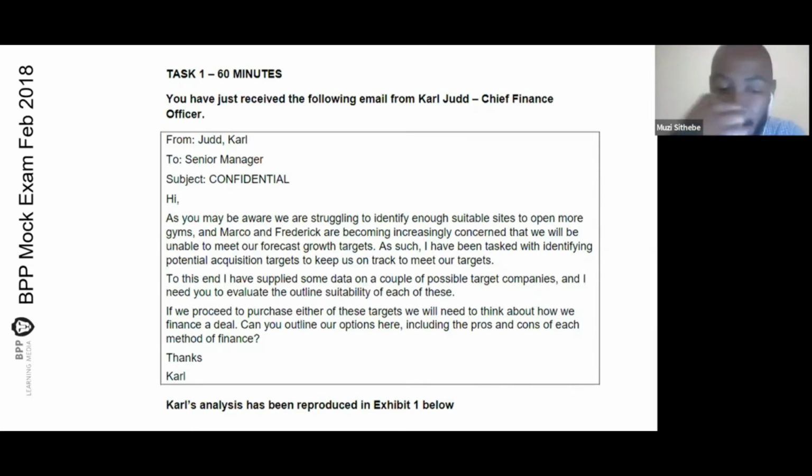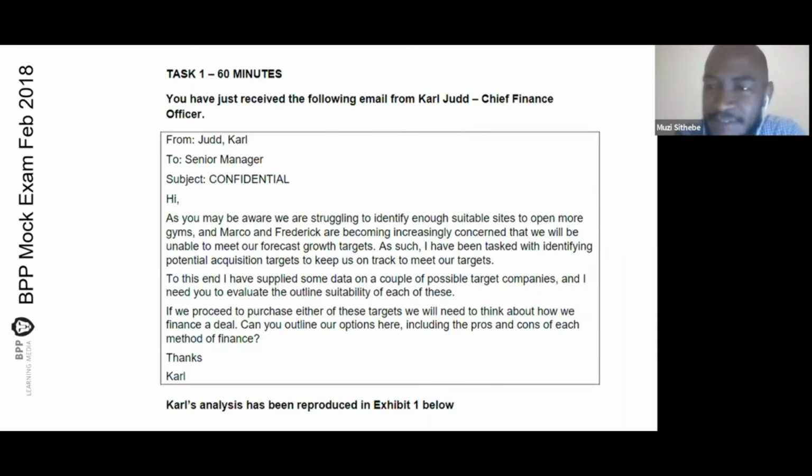So this is how the information is presented, where you will get a task. It will be an email from somebody telling you what's going on. Then at the end, they'll give you a certain requirement. Here, if you look at what they've asked us, in the last paragraph they say, if we proceed to purchase each of these targets, we'll need to think about how we finance a deal. Can you outline our options here, including the pros and cons of each method of finance? A very open sort of question, but you know they're now saying, what options do we have for financing it?